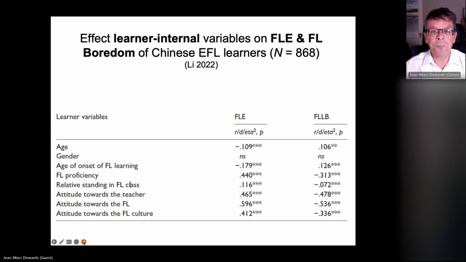So here, a study by Chen Li on learner internal variables and their effect on enjoyment and boredom. And as you see, it's pretty symmetrical. The column with enjoyment on the left and boredom on the right. So you can see age of onset of the foreign language learning is negatively linked with enjoyment, positively linked with boredom, meaning that if you start learning a language later, you're typically going to be more bored in that language, at least in the Chinese EFL context. Also, that high levels of proficiency are linked with more enjoyment and less boredom. And again, also clear indications that attitudes towards the teacher are very much linked to enjoyment and boredom, as well as attitudes towards the foreign language and the foreign language culture.